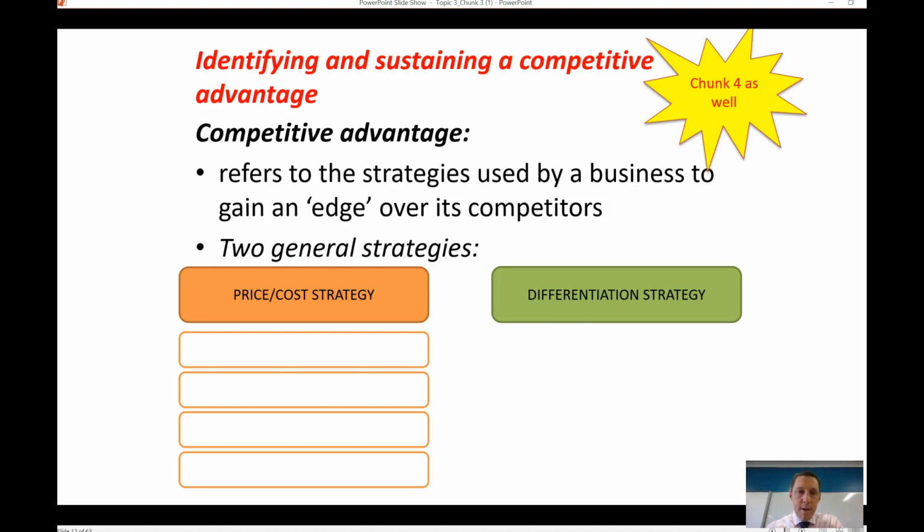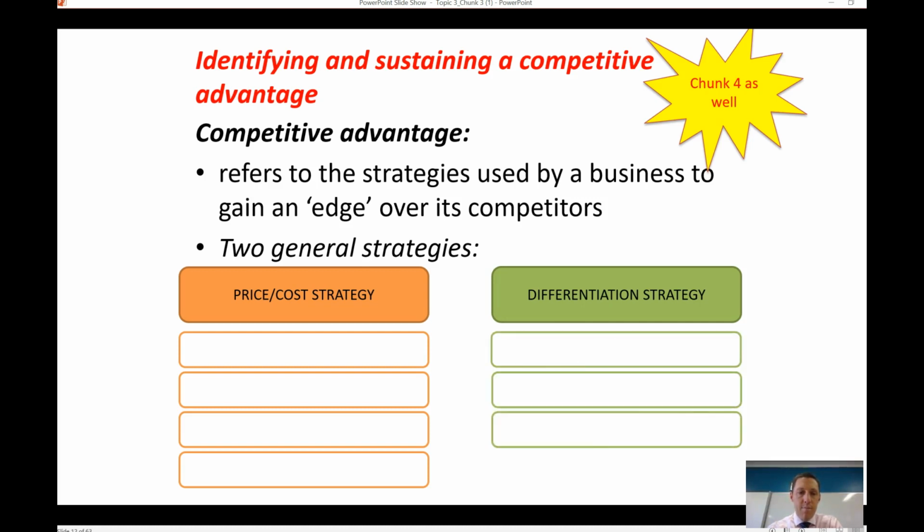Two strategies around competitive advantage generally relate to a price or costing strategy. We're going to have a competitive advantage because we can produce this item at a lower cost, and as a result, we can charge a lower price. Or we're going to achieve a competitive advantage because we're going to differentiate in some way. We're going to differentiate our product, we're going to differentiate our service, and it's going to give us a competitive advantage over the others in our business.